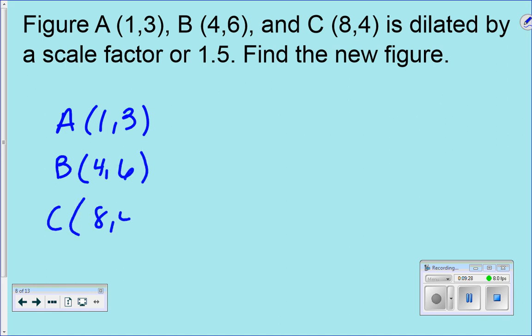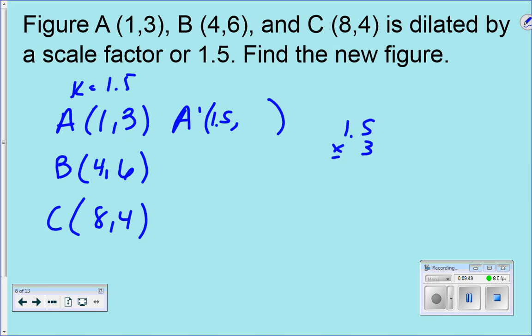C is 8, 4. Okay, my scale factor is 1.5. Is this going to get bigger or smaller? Bigger. 1.5 is bigger than 1. Okay. So my new A, if you're not sure, do it to the side. But you know 1.5 times 1 is 1.5. And 1.5 times 3, well, if you don't know that, please go over here and do it. Don't try to guess. Fair enough? Okay. Next one, let's see. New B is going to be what? 6, I believe. Oops.